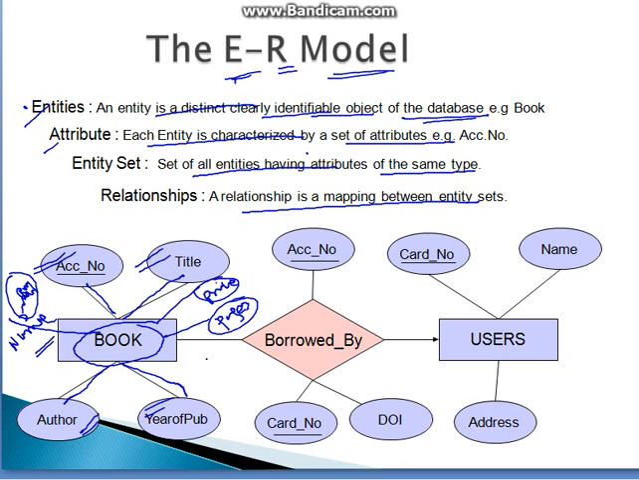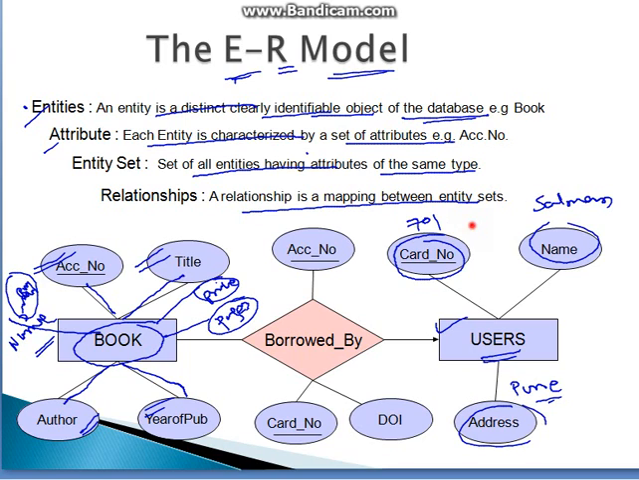Here user is a different entity. The user has attributes such as card number, name and address. These three are the attributes of every user. For example, if I am a user, my card number will be 701, my name is Salman, and my address is, say, Pune. Attributes may change from user to user, but user as a defined term is an entity.